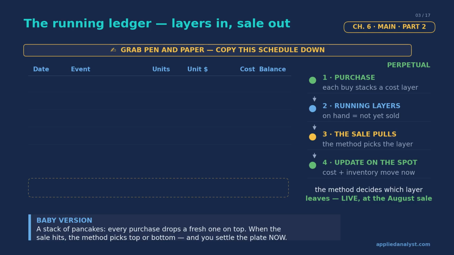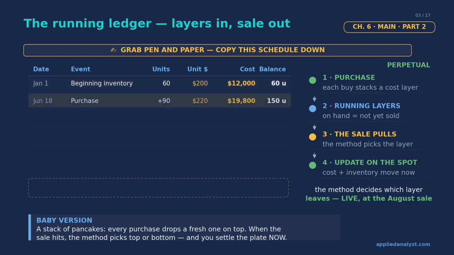Now watch the cost column and the running balance. January 1st, 60 units at $200. That row is worth $12,000, and the balance is 60 units. June 18th, 90 more at $220. That row comes to $19,800, and the balance climbs to 150 units. Then August 20th, the sale, 120 units walk out. The balance drops to 30 units.